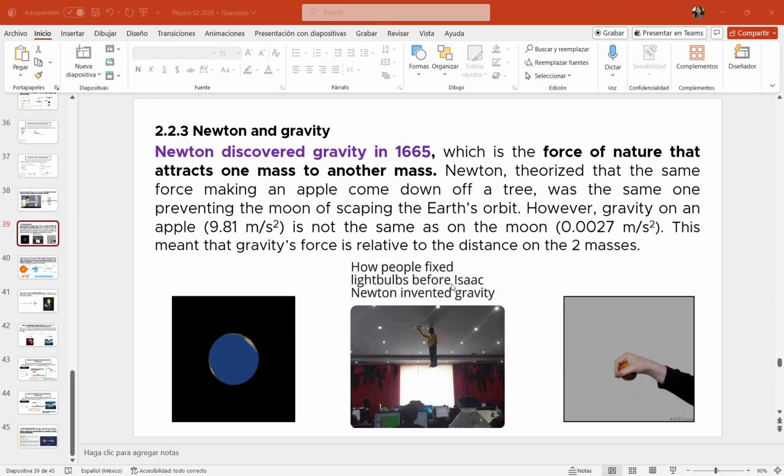1665. I like this image that says how people fixed light bulbs before Isaac Newton invented gravity, which is funny because before 1665, light bulbs didn't exist, but okay.